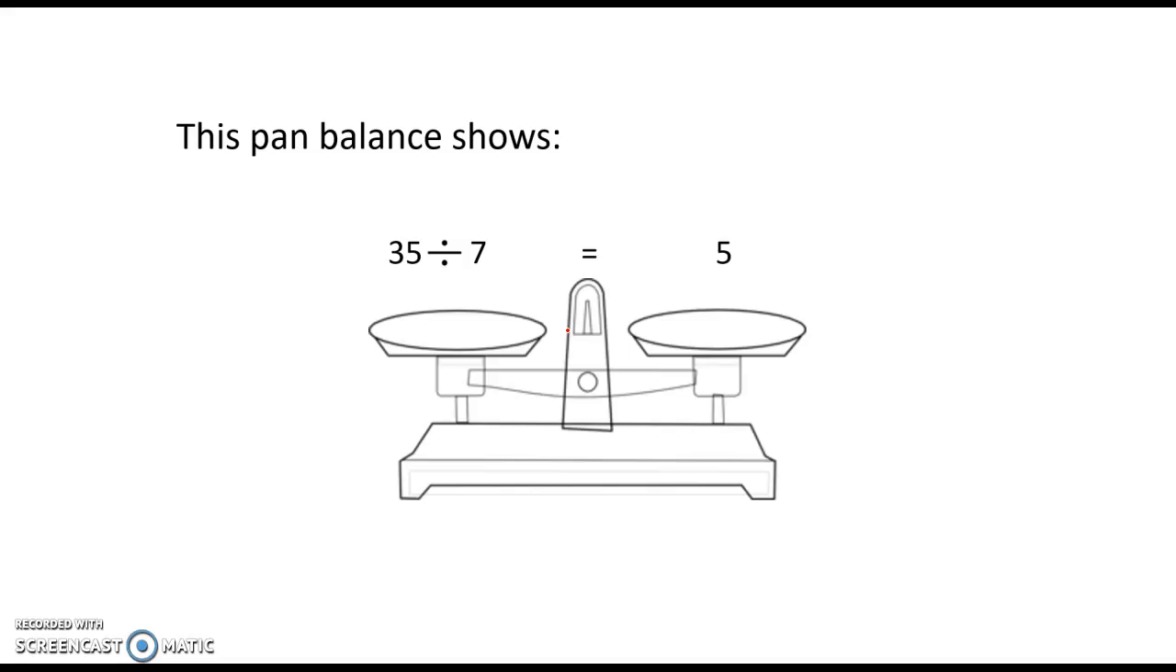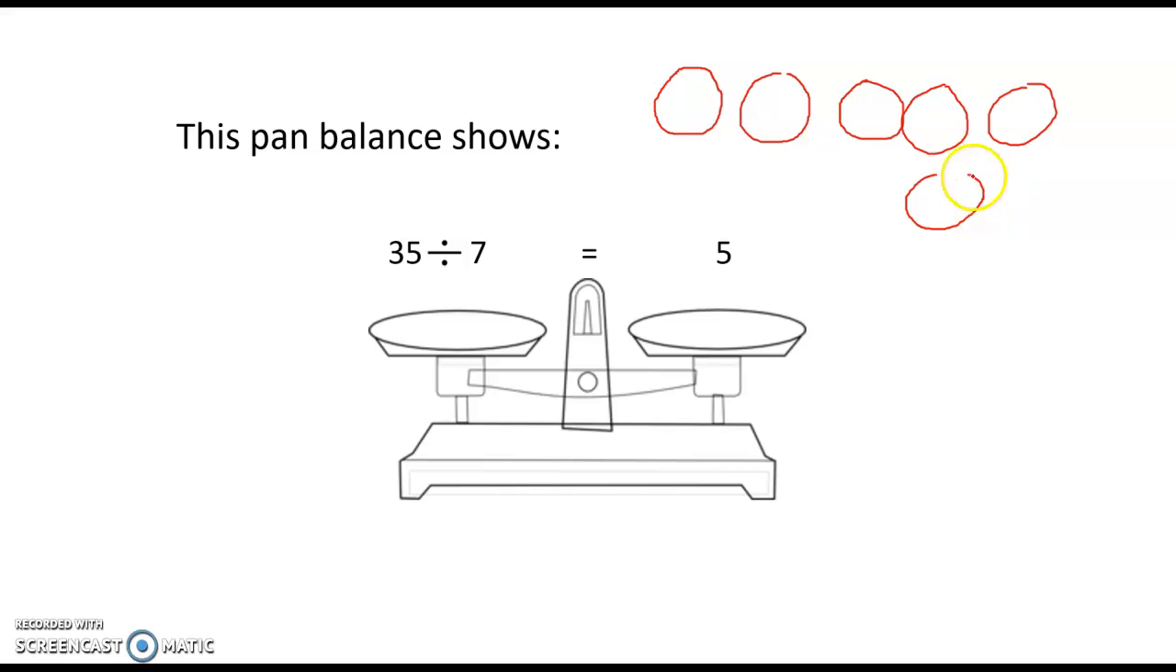So this pan balance is showing 35 divided by 7 on one side, and the other side has the number 5. Well, let's solve 35 divided by 7. I'm going to draw 7 groups. So 1, 2, 3, 4, 5, 6, 7.